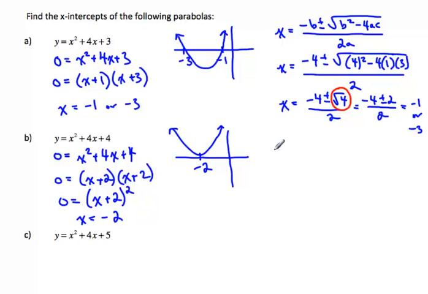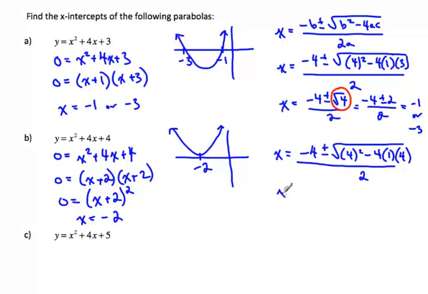To do this using the quadratic formula, again, however, the only thing that's changed now is the c value. So everything looks the same, except for when I get to the c value, my c value is now 4, and that's over 2. Notice that what happens now is that I get 16 minus 16 inside the brackets, so I get negative 4 plus or minus the square root of 0 over 2, which is just 0, so I get negative 4 over 2, which is equal to negative 2.